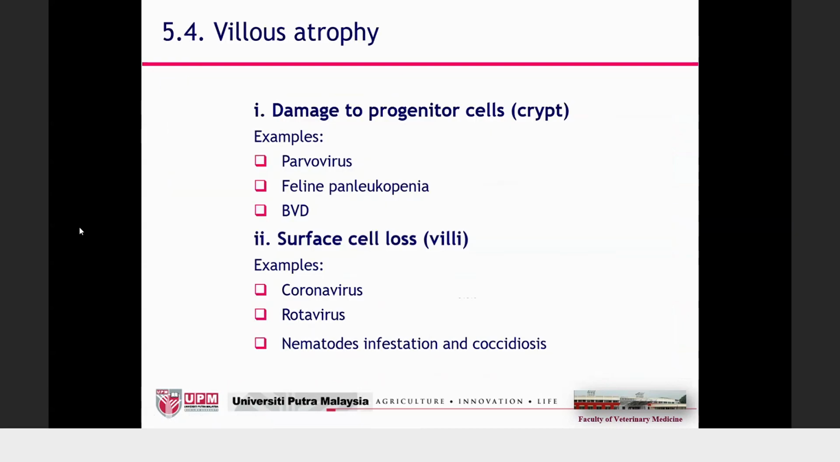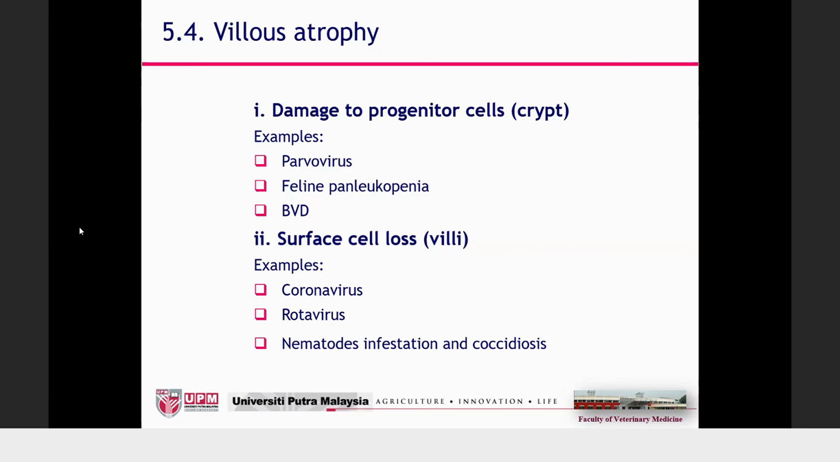Okay, we have about 20 minutes. This topic is also very important. We have only one slide, but there are so many things we can ask from this one slide. Okay, so we call it villus atrophy. Villus atrophy is a very common term used by many people. Any problem of absorption, they may say villus atrophy. So the question is, what can cause villus atrophy?